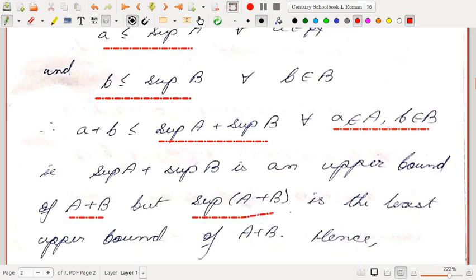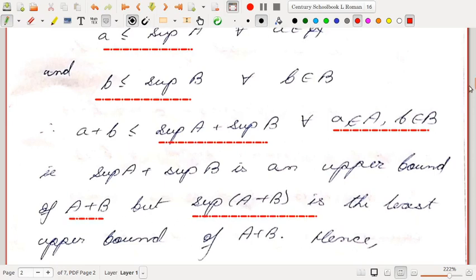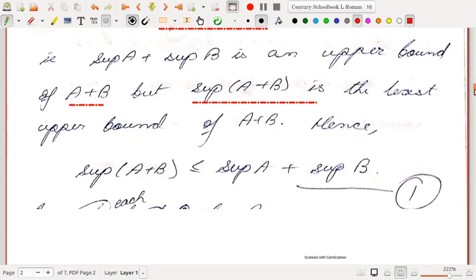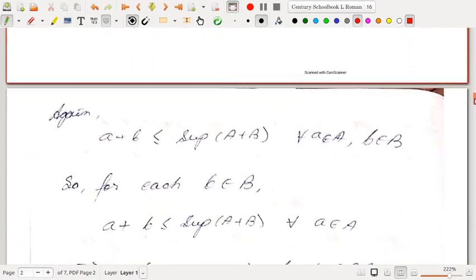But what is supremum of A plus B? It is the least upper bound. So what should be the relation? The relation should be supremum of A plus B is less than or equal to supremum A plus supremum B. So let us keep it as equation number 1.